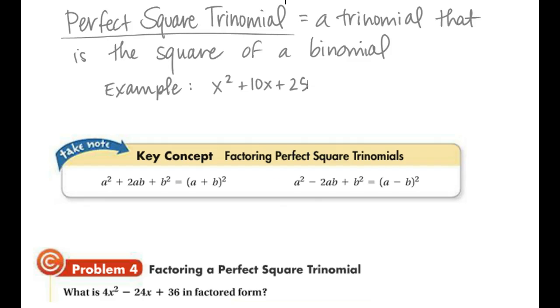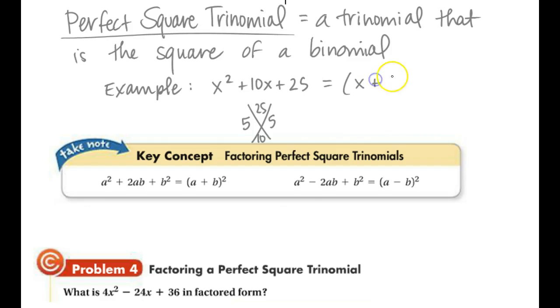Now let's talk about a couple special cases of factoring. The first one's called a perfect square trinomial, and that is a trinomial that is the square of a binomial. So let's take a look at this very basic example, x squared plus 10x plus 25. If you were to do the x method with that, you would have 25 on top, 10 on bottom. The two numbers that work are 5 and 5 again. So you can see that we're getting the same number for both sides of the x.